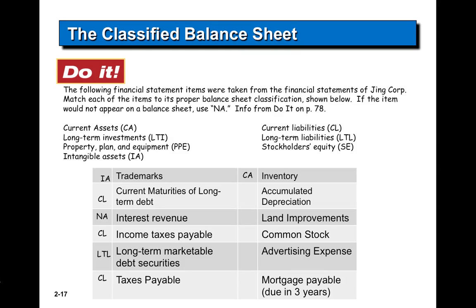Accumulated depreciation is going to be with property, plant, and equipment because we take it off of our equipment usually. Land improvements are property, plant, and equipment. Common stock, stockholders' equity. Advertising expense, expenses are not on the balance sheet, so it'd be NA. Mortgage payable, due in 3 years. Due in 3 years makes it long term, so it'll be a long-term liability.